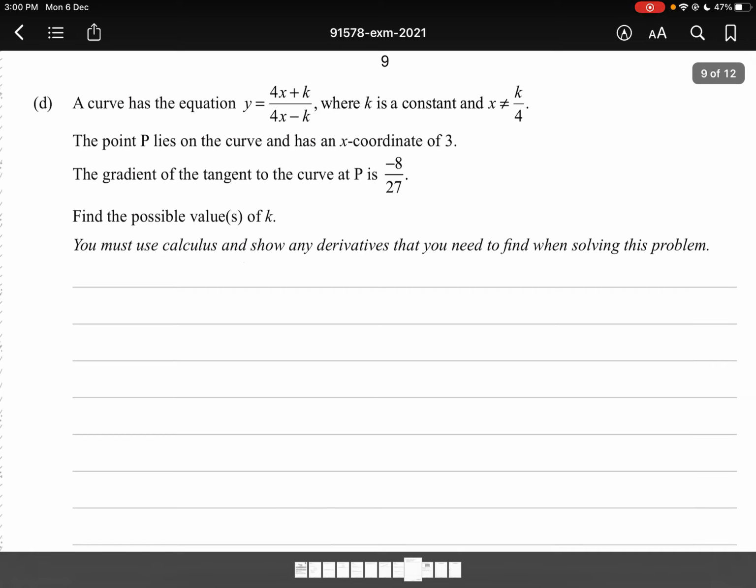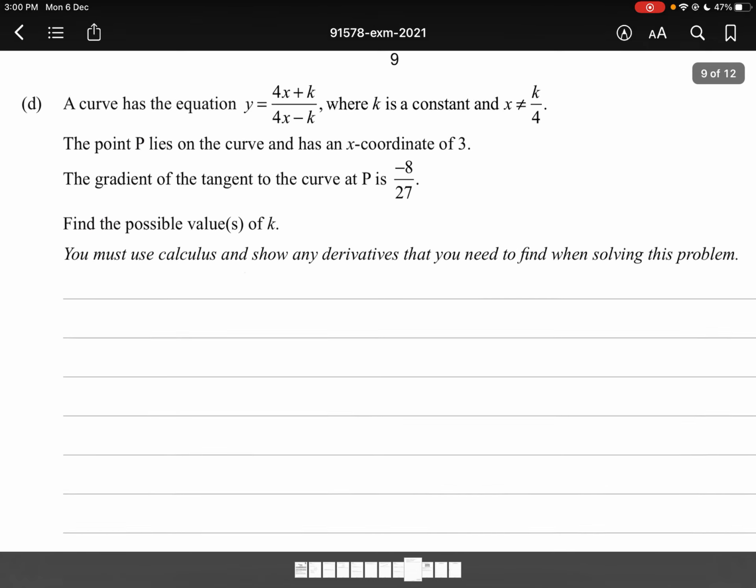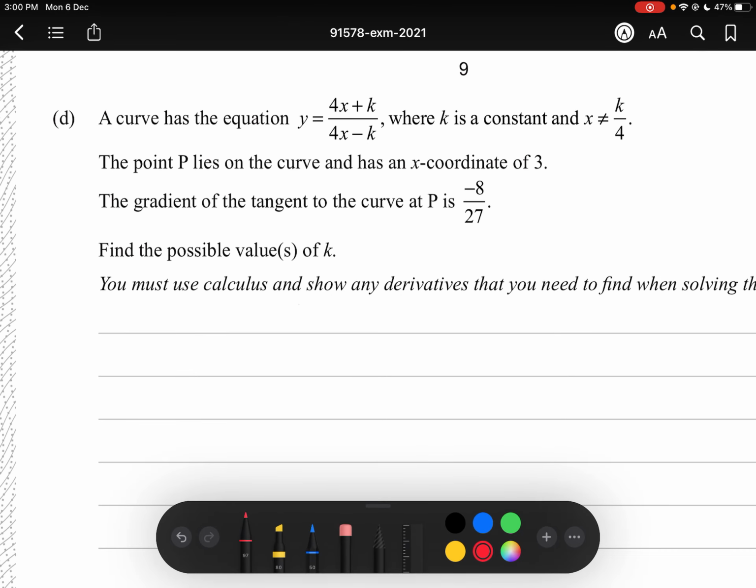A curve has the equation y equals 4x plus k over 4x minus k, and x is not k over 4. The point P lies on the curve and has an x-coordinate of 3. The gradient of the tangent to the curve at P is negative 8 over 27. Find the possible values of k. Alright, so in this case, we're going to find the derivative, substitute x equals 3, set the gradient equal to negative 8 over 27, and find the values of k.